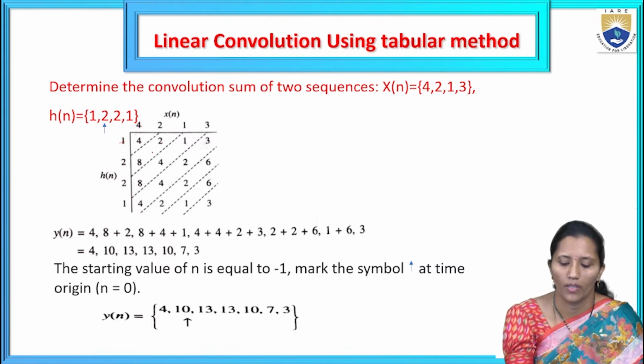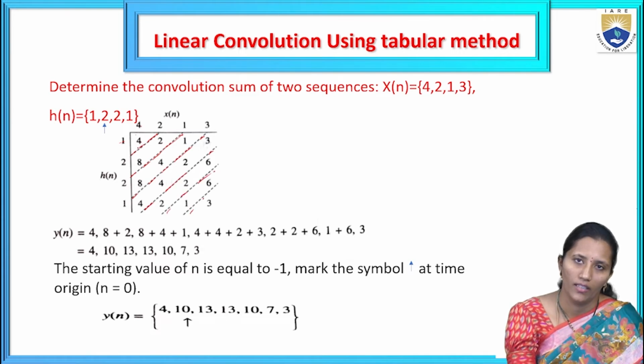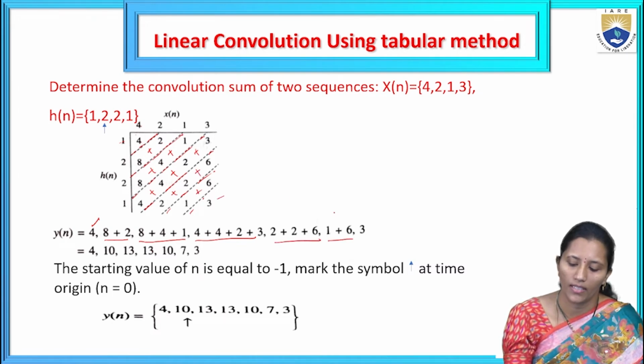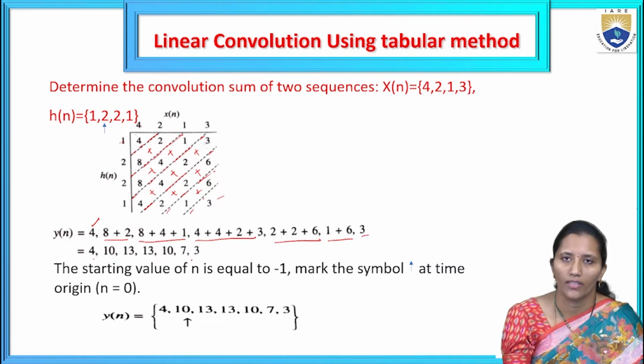The corresponding products will be written here, and draw these diagonal lines. Add the values of the products in each diagonal line. So the first value will be 4, the second value will be 8 plus 2, the third value will be 8 plus 4 plus 1, and the fourth value is 4 plus 4 plus 2 plus 3, then 2 plus 2 plus 6, and 1 plus 6, and this is 3. So we are getting 4, 10, 13, 13, 10, 7, 3.